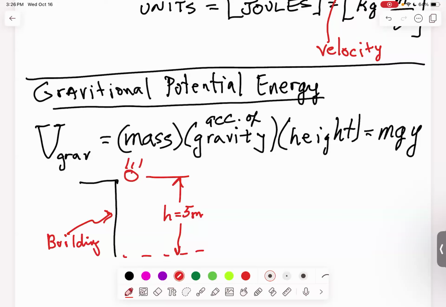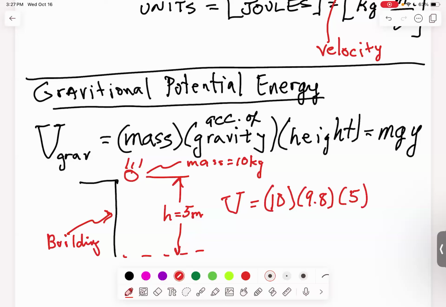And so the potential energy at this point is equal to whatever the mass is. And let's just say the mass is 10 kilograms. So it's going to be the 10 kilograms times the acceleration due to gravity times the height. Again, we need to be in SI units here. So if you were to multiply all that, you should get 490. And the units, again, are in joules. Okay.